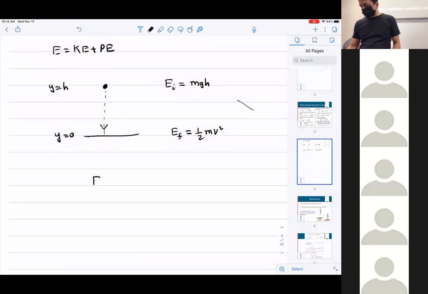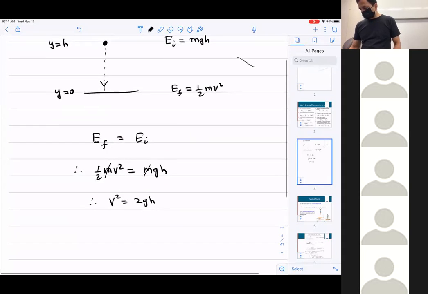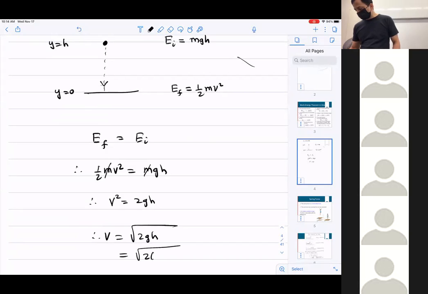And so by conservation of energy, the final energy is the same as the initial energy. And therefore 1/2 mv squared is equal to mgh. The m cancels on both sides, and then v squared is 2gh. And so therefore v is the square root of 2gh, and that is the square root of 2 times 9.80 meters per second squared times 1 meter.